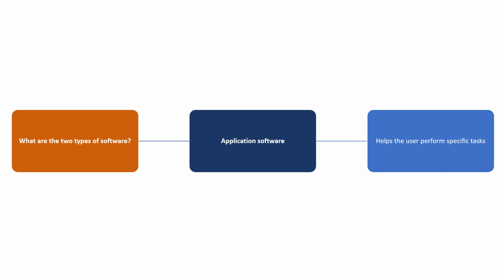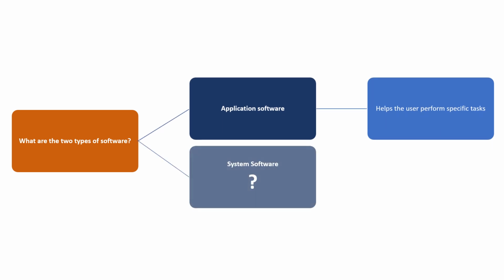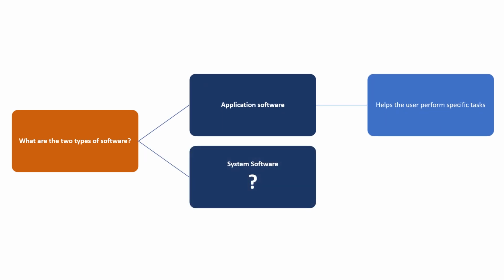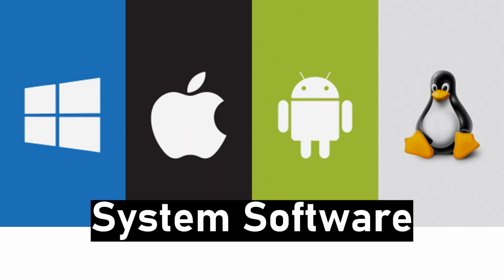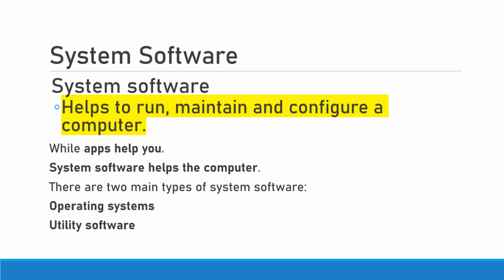So, back to our mini big question of what are the two types of software. One of them is application software, which helps you, the user, perform specific tasks. But what's that second one? Well, it's called system software. But what does it actually do? System software helps to run, maintain, and configure a computer. While apps help you to do something, system software is working in the background, helping the computer to run smoothly.